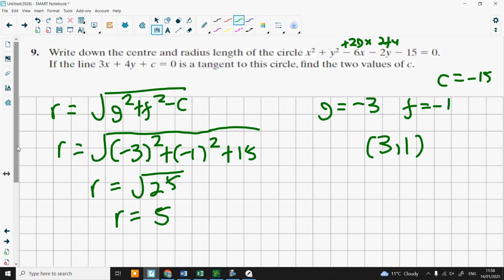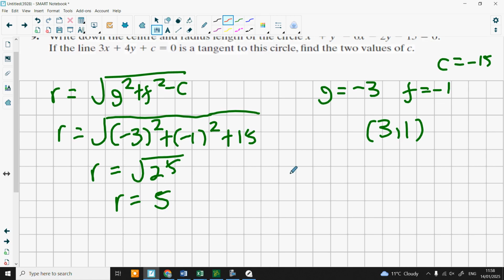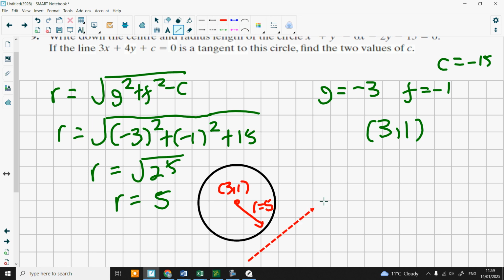Now, we're going to use the distance to a line formula. So we have a circle. We know that this circle has a radius of 5. And we know it has a center of 3, 1. So what we're trying to do is we're trying to figure out the line we're talking about. The line we're talking about has to be on the, what does it have to be on? It has to be on the circle, doesn't it? Why does it have to be on the circle?